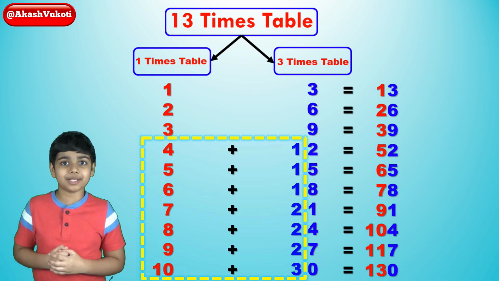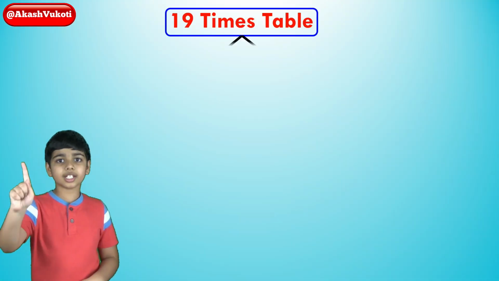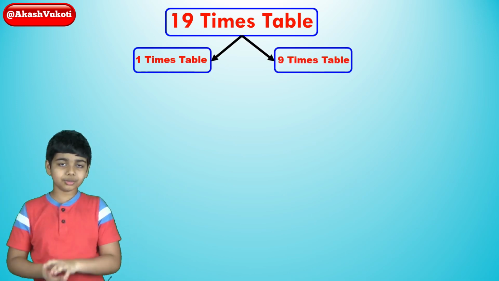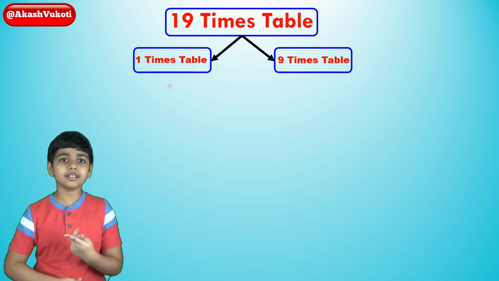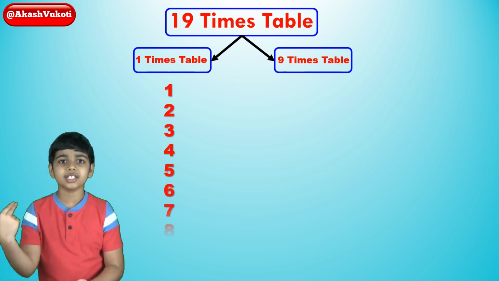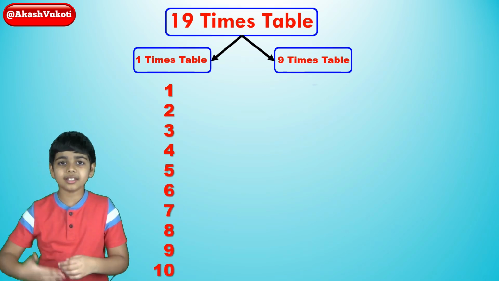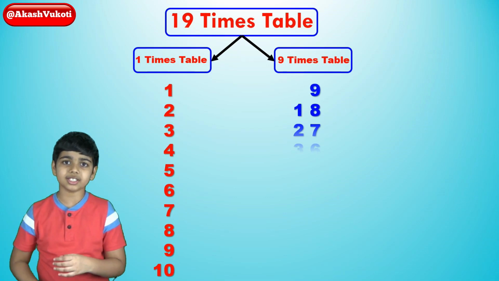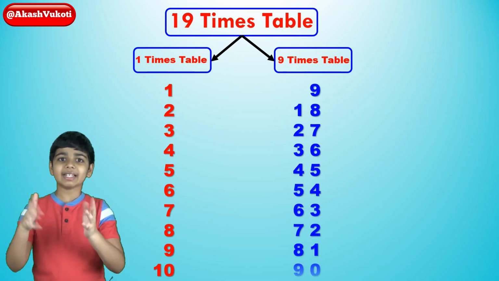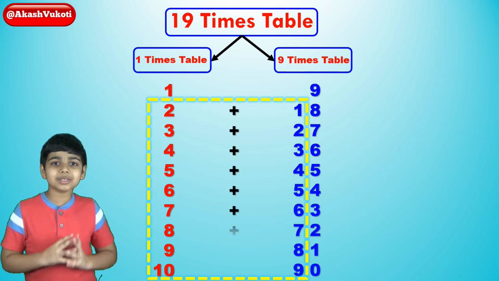Let's do another table. Say the 19 times table. Just write down the 1 times table and then the 9 times table next to each other. So we've got the 1 times table: 1, 2, 3, 4, 5, 6, 7, 8, 9, 10. The 9 times table would be 9, 18, 27, 36, 45, 54, 63, 72, 81, 90. And now just put them together and that is the 19 times table.